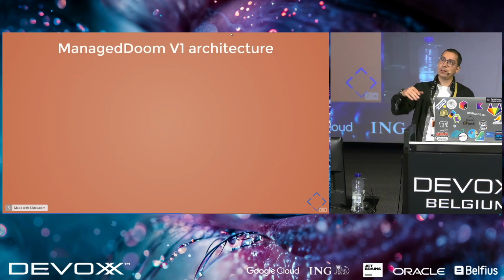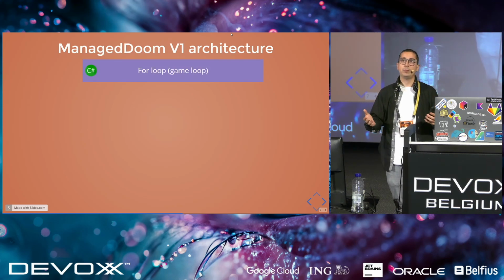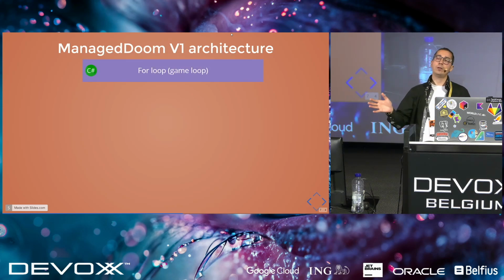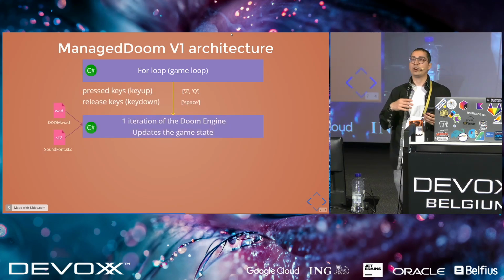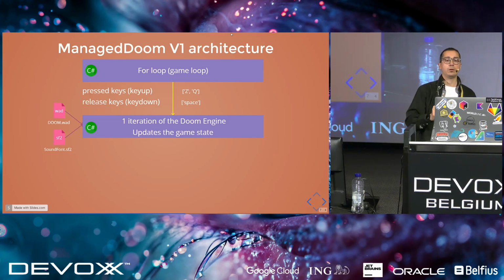So let's dive a little bit deeper into the port, how I made the port. So let's have a global, big picture view. We have the game loop in C#. We start from the C# code, which sends the input to the update game state, taking the WAD and SF2, which is a sound font.